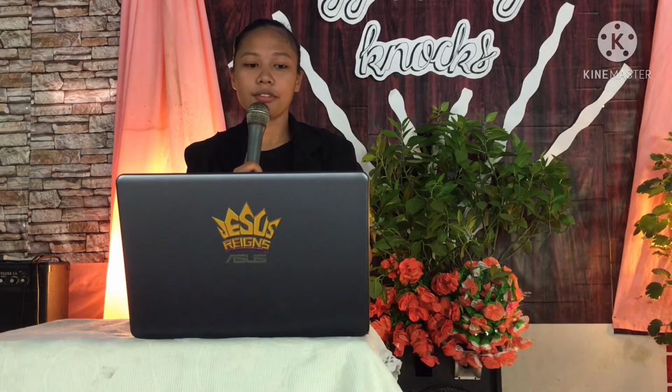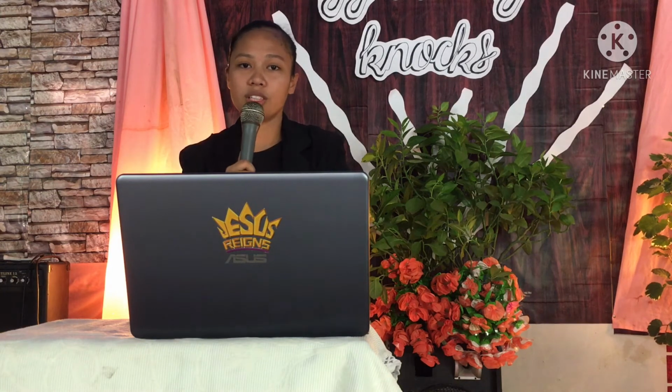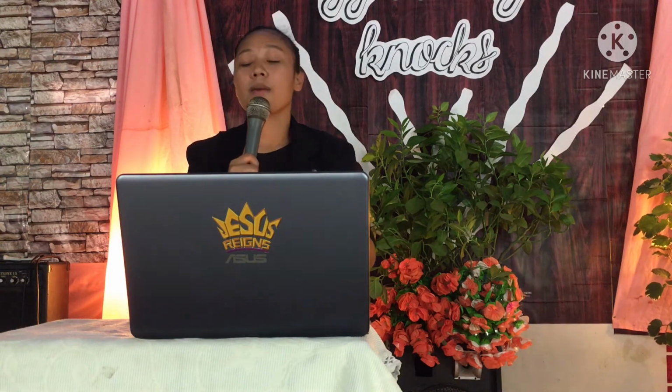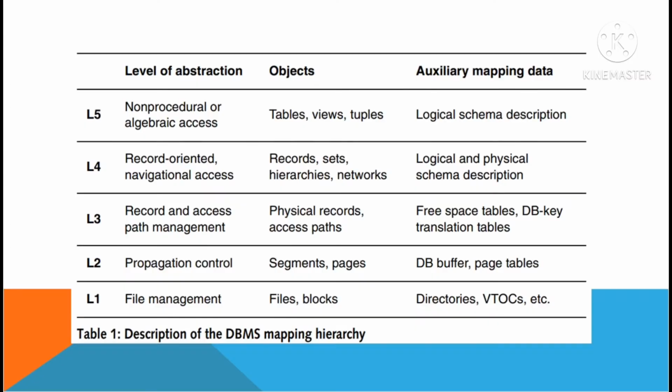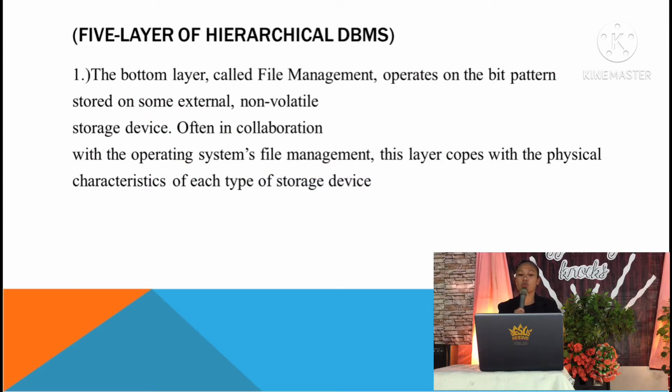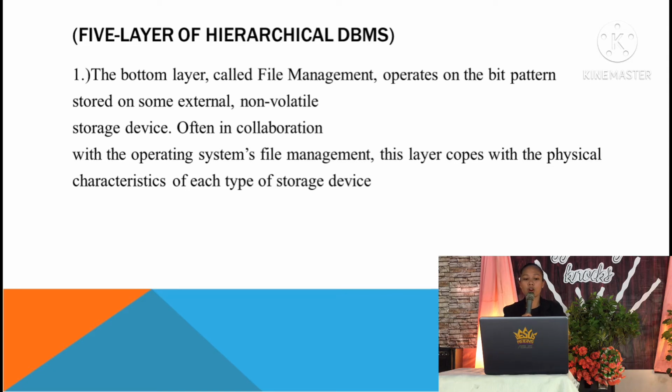So there are 5 layers of hierarchical DBMS, and that's what we're talking about in this video. Right, first, the bottom layer. This is called file management. It operates on the bit patterns stored on some external non-volatile storage device, often in collaboration with the operating system's file management. This layer copes with the physical characteristics of each of the storage devices.